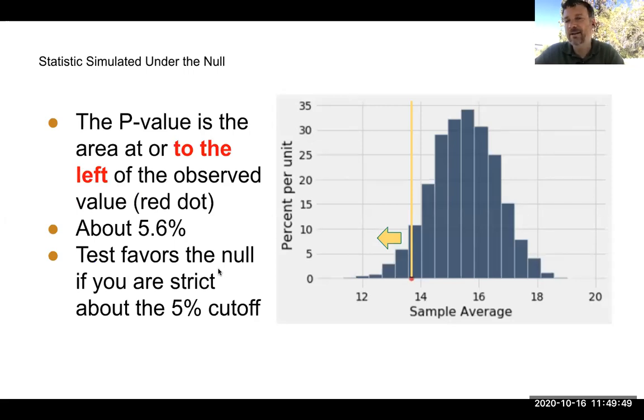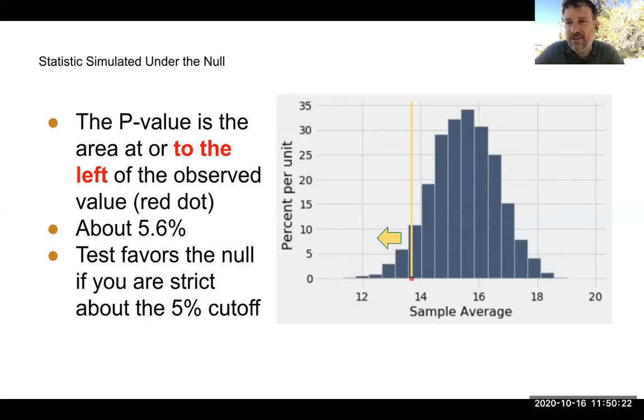All right, so we did a simulation where we imagined a hypothetical universe where section 3 scores were just a random sample from the population of the entire class. And we looked at what the value of the test statistic would be in that universe. We did that many times and computed a histogram. So these are the predictions made by the null hypothesis. And then we looked at the actual observation. We compared the observation to the predictions that the null makes.